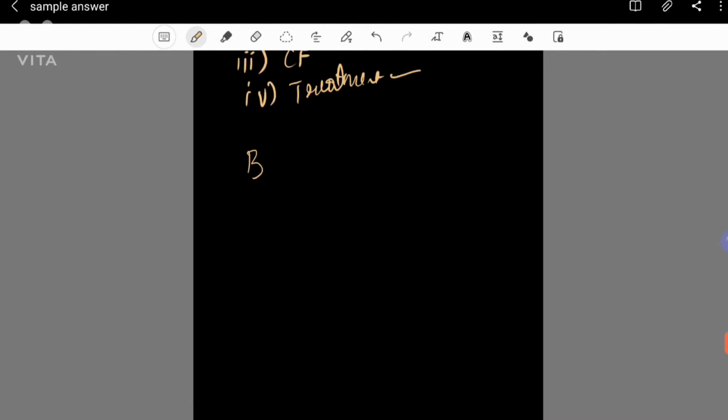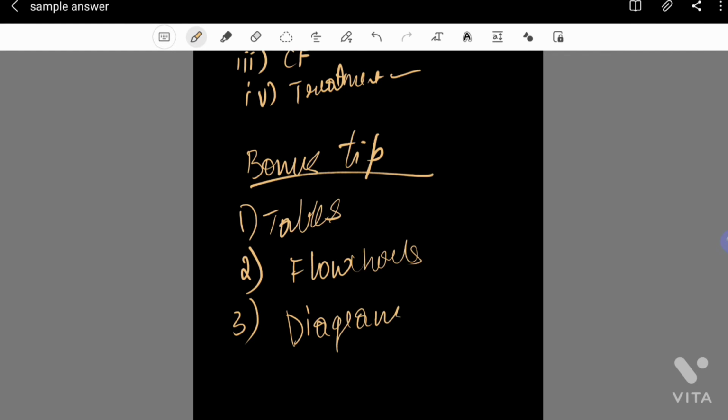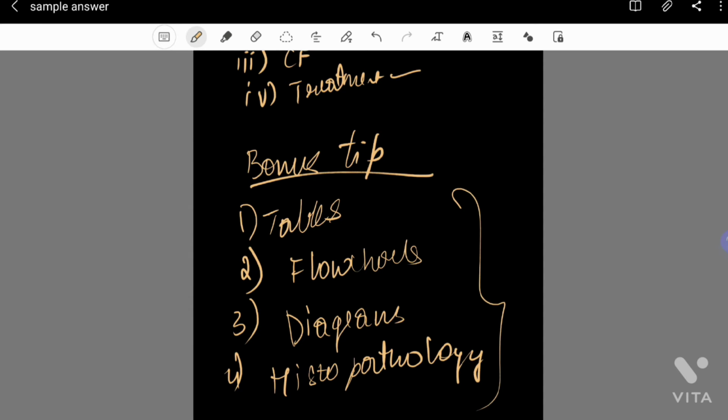I want to give you guys a bonus tip. Whenever you're writing your answers under every heading and subheading, if you're able to include these few things, you might end up getting a lot more marks. Number one, tables. Especially if there are tables given in the textbook, make sure you write down those tables. Number two is flowcharts. Number three is diagrams. Number four is histopathology pictures. If you have any of these extra things that you are able to include in your answers, include them and you'll get a lot of marks.